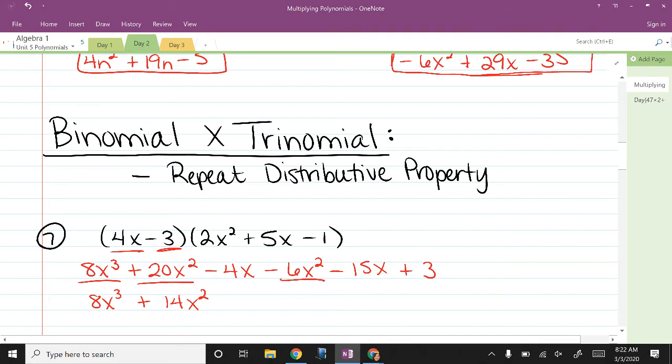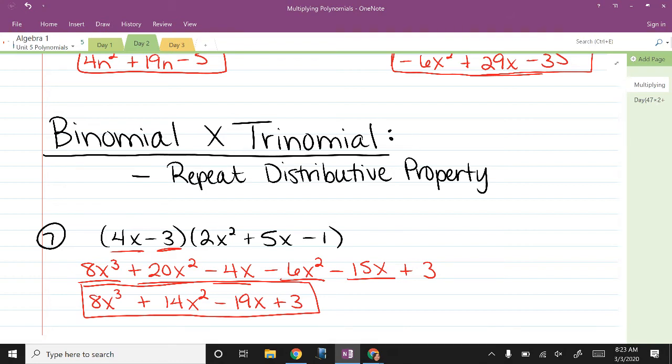And then my x's, I have negative 4x minus 15x. What does that simplify to? And then my last one is just a constant plus 3. And there we go. So it's not that bad.